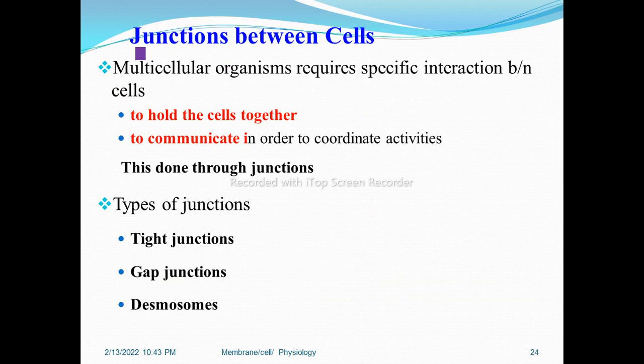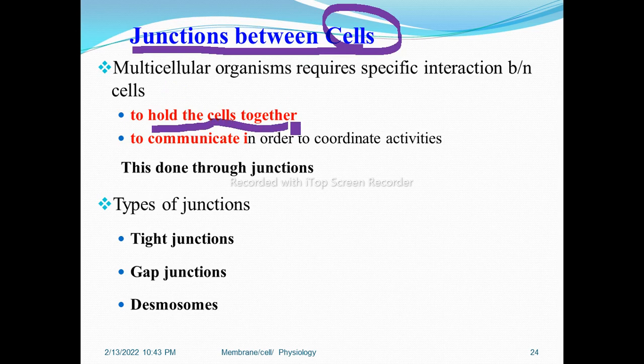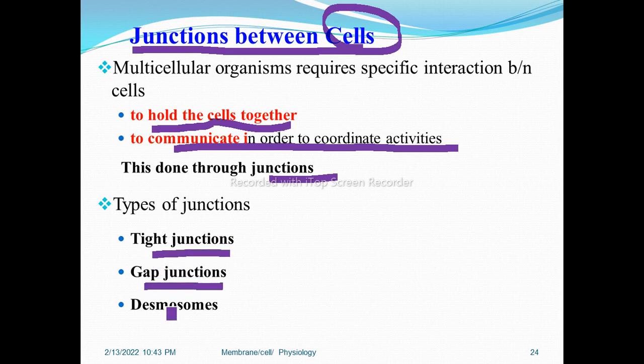The other topic is junctions between cells, how junctions between cells are formed and how many junctions are present. Multicellular organisms require specific interaction between cells to attach or hold cells together, and also to communicate in order to coordinate activities. This is done through junctions. We have almost 5 kinds of junctions: tight junctions, gap junctions, desmosomes, hemidesmosomes, and adherens junctions. But commonly known are the tight junction, gap junction, and desmosomes.